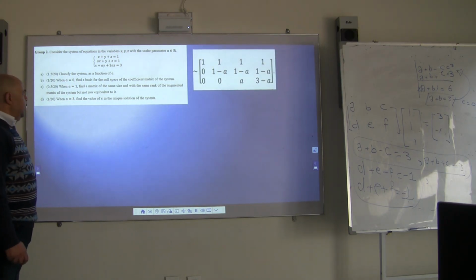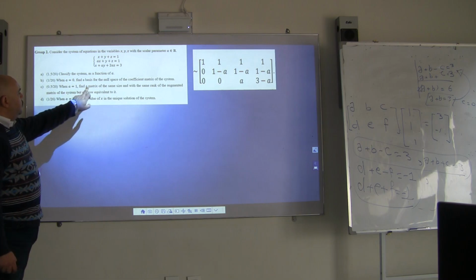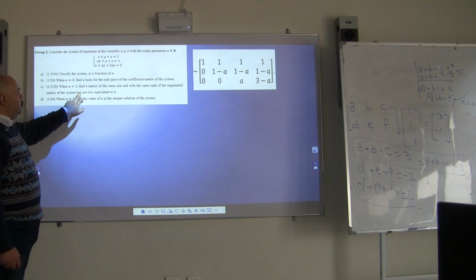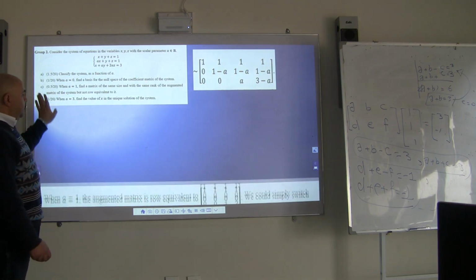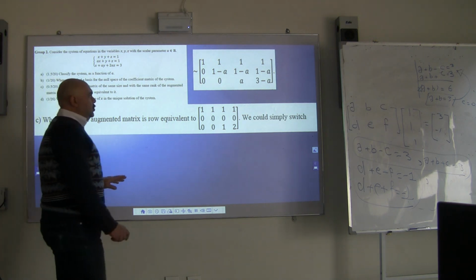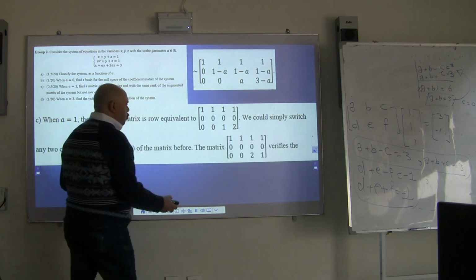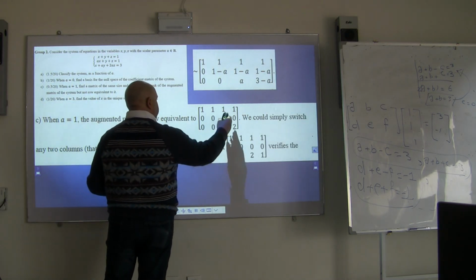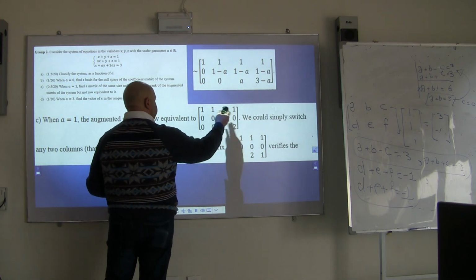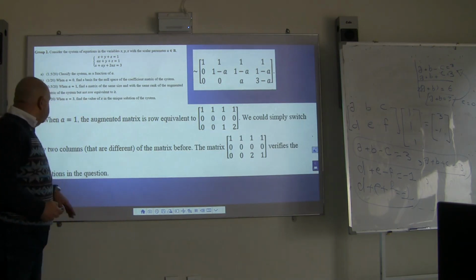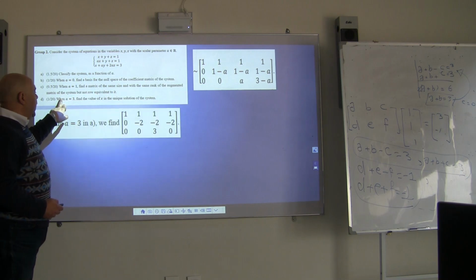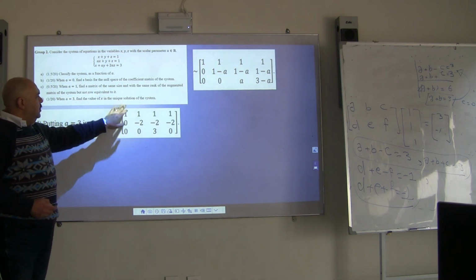Okay, when A equals 1, find a matrix of the same size and with the same rank as the augmented matrix of the system, but not row equivalent to it. All I have to do is to make these substitutions, and you can do a lot of things. The simplest is just to switch these two columns together. So instead of having 1, 0, 2, I will let this one go to the fourth column and this to the third, and it's all satisfied. Okay, when A equals 3, I will find the value of x in the unique solution of the system.